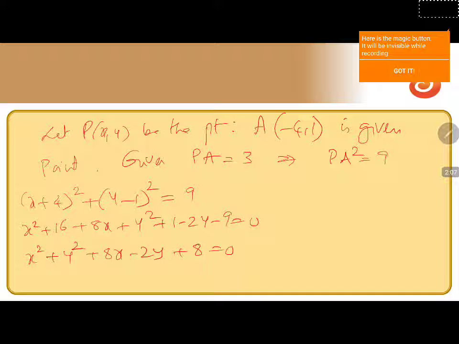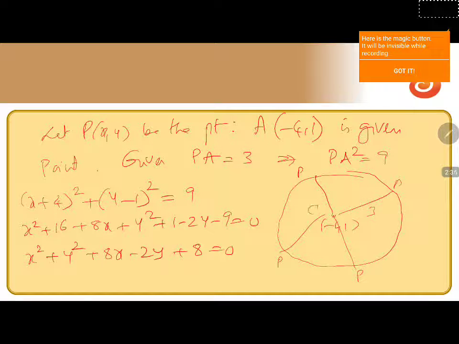Now let us see the geometry of this point. It is given this point is (-4, 1) and P is any point on the curve which is at a distance 3 units from that. So P could be anywhere. Therefore, you can very clearly see that the center of a circle is the given point and the curve we derived is the equation of the circle.